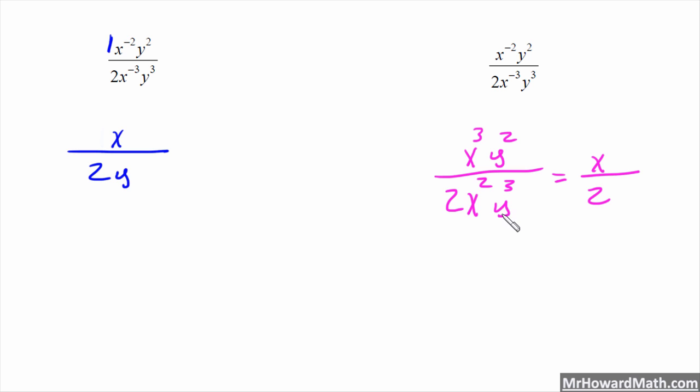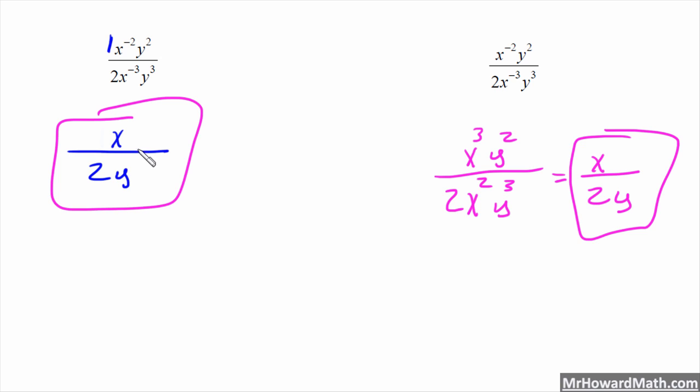Then we have y squared over y cubed. Well, we have y squared on top, y cubed on bottom, so the bottom wins by 1, y to the first power on bottom. So either way, we get x over 2y, and either approach works. We approached them in a little bit different way, but we ended with the same correct answer. All right, let's look at another one.